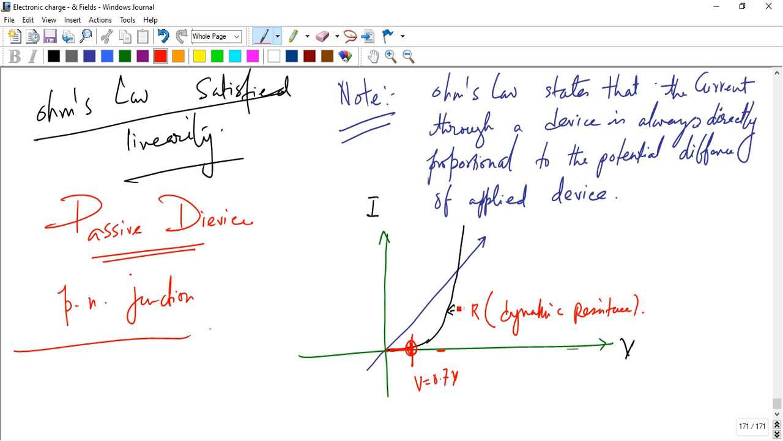That means the resistance value changes from here to here. Here the resistance is very low. Here the resistance is very high because the current is very small. A small change in current here, that's why the resistance is very high. Here the current change is very high with a very small potential change. So that's why here R is low and here R is high. That's why this type of resistance in a semiconductor device is called a dynamic resistance. Okay, clear?